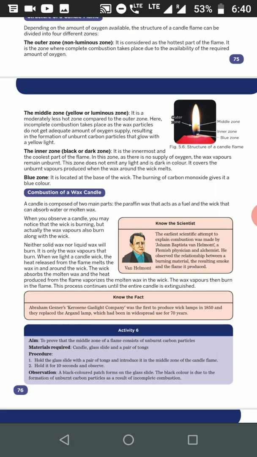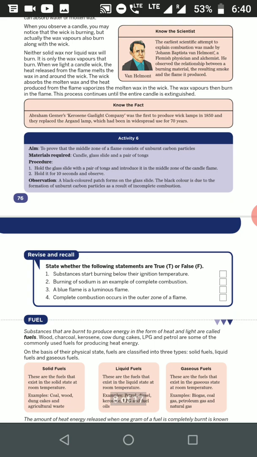Okay, next, state the following statements as true or false. The substance that starts burning below the ignition temperature? No, this is false. Burning of sodium is an example of complete combustion. This is false because it is an example of spontaneous combustion. A blue flame is a luminous flame? No, it is a non-luminous flame. Complete combustion occurs in the outer zone of the flame? Yes, complete combustion occurs in the outer zone of the flame.